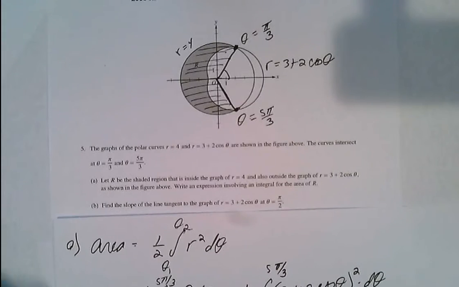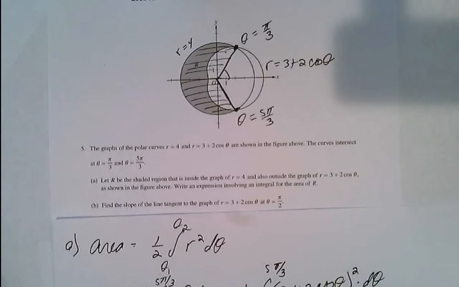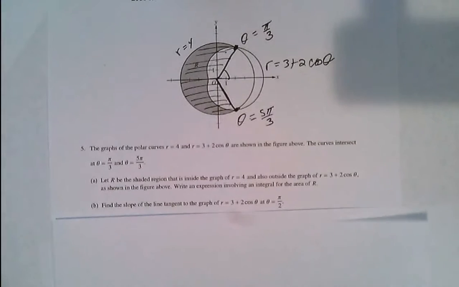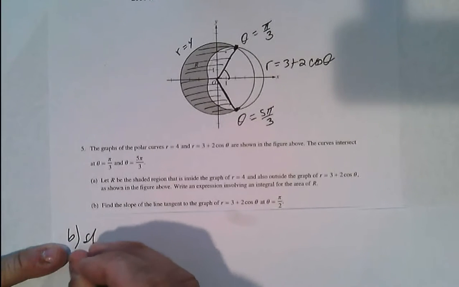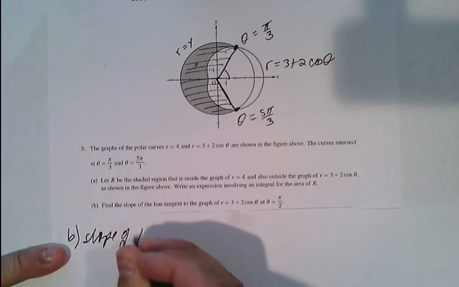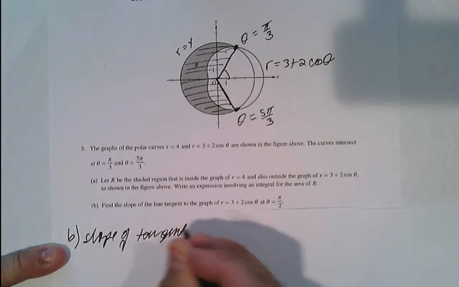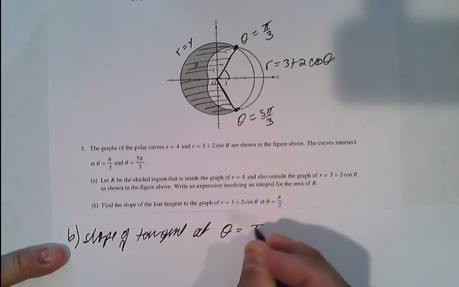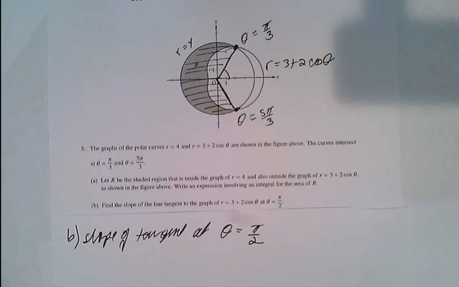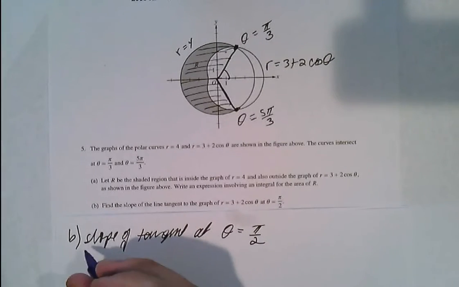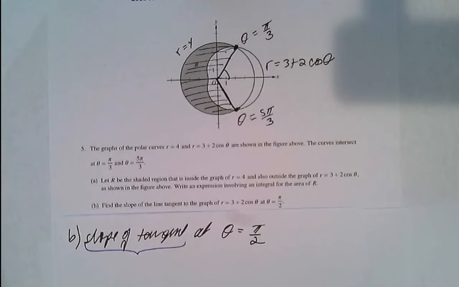In part B, we're asked to find the slope of the line tangent to the graph of r equals 3 plus 2 cosine theta at theta equals pi over 2. All right. Well, slope of tangent at theta equals pi over 2. We know from a whole lot of calculus that we're going to find the slope of the tangent line by dy dx. That's our derivative.